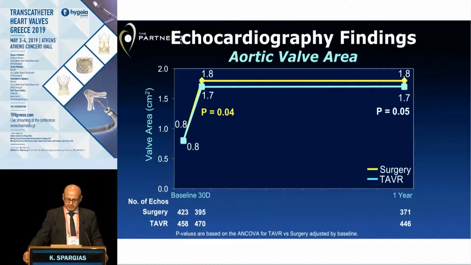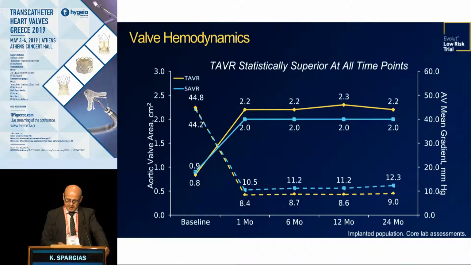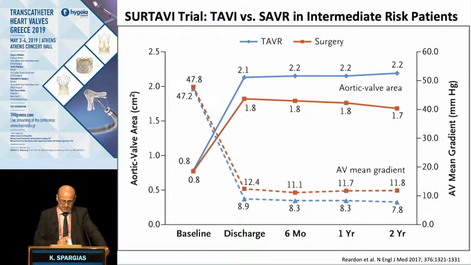And what about the effective orifice area? So this is the PARTNER 3 study, the results on the orifice area with the Sapien valve, an annular design. So it went from 0.8 to 1.7, which as all these years we have seen is this difference between Sapien valves and self-expanding Medtronic valves. So the low risk trial, the same type of population. With this valve, we had a 2.2 effective orifice area. In TAVR, again, we had a 2.2 effective orifice area.